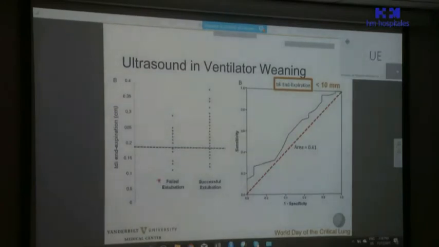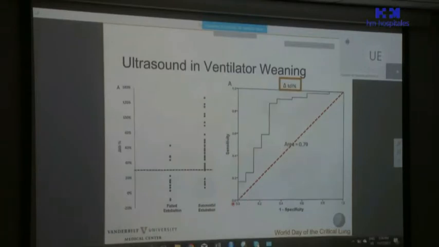When you look at the ability to distinguish those who failed extubation and those who successfully weaned from the mechanical ventilator, it's a little difficult to tease them out by setting a particular bar. This is the one that correlates with the area under the curve. Just to remind ourselves, the closer you get to the red line, the less valuable that particular technique is to identify, in this case, those who are going to wean from the mechanical ventilator.